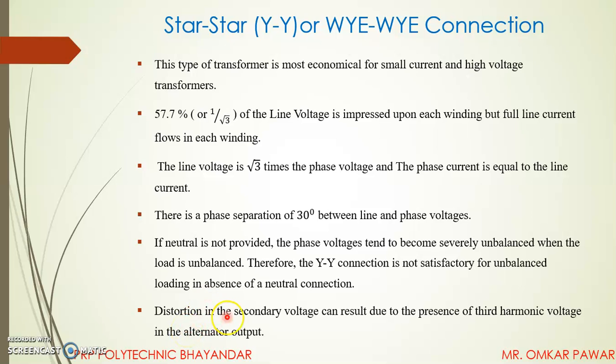So distortion in secondary voltage can result due to the presence of third harmonic voltages in the alternator output. So there is no path for it in star connection. So the third harmonic, that is, harmonics means what? The frequency other than the power frequency, that is fundamental frequency. Fundamental frequency is suppose say 50 hertz. So third harmonic frequency is 50 into 3, that is 150 hertz. Which is harmful for the equipment.